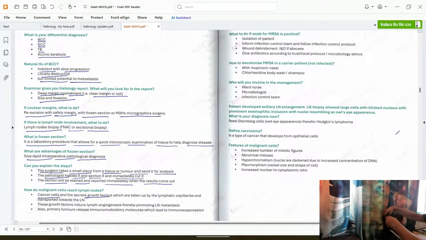Cancer cells secrete growth factors which are taken up by the lymphatic capillaries and transported towards the lymph node. These growth factors induce lymphangiogenesis, therefore promoting lymph node metastasis. Also, the primary tumor releases immunomodulator molecules which lead to immunosuppression.